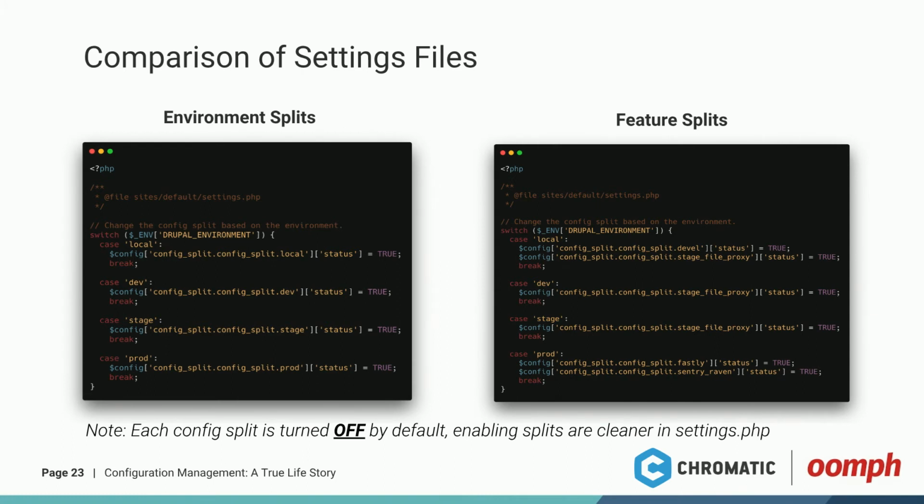From my experience, it's basically module based. So you can see actually the splits themselves, devel, stage file proxy, Fastly, Sentry Raven. These are all modules. So we do our feature splits by modules. But if you have a custom module that you just want a feature split from, or a custom feature that you're building and you built custom configuration entities, you can do that. But really, we at Chromatic use the feature split to have that flexibility of not duplicating that configuration per environment. But like I said, each strategy has its pros and its cons.